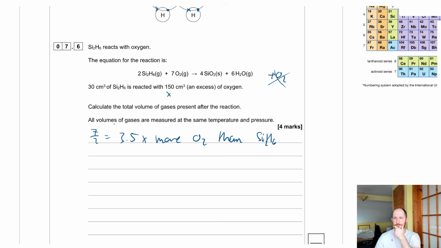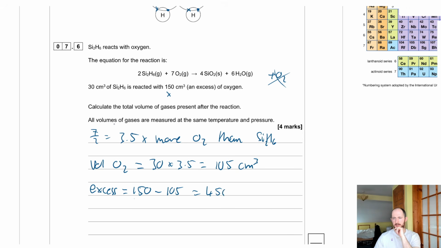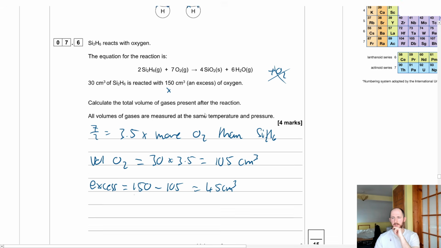Si2H6, okay? So, the volume of oxygen I actually need is going to be 30 times 3.5, which is 105 centimeters cubed. So what's the excess? The volume of the excess, what's going to be left over? Well, it's 150 minus 105, which is 45 cubic centimeters left over.